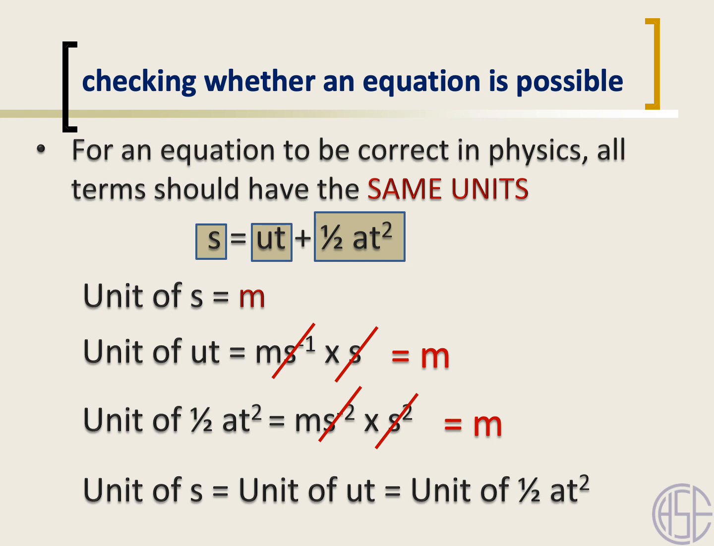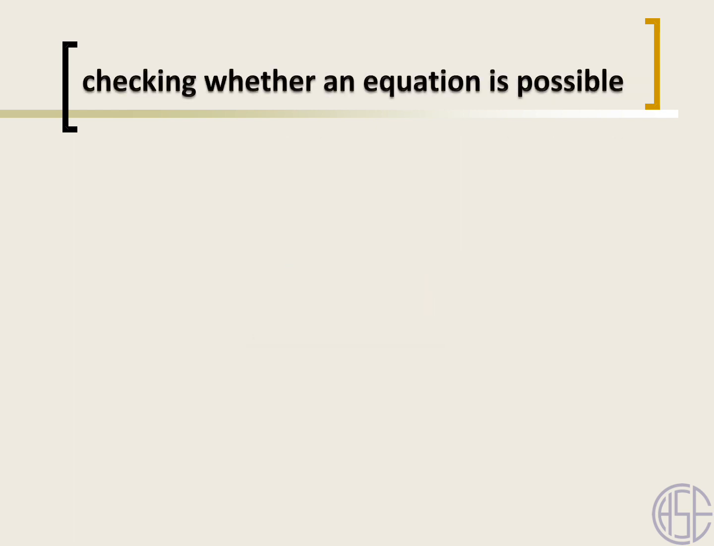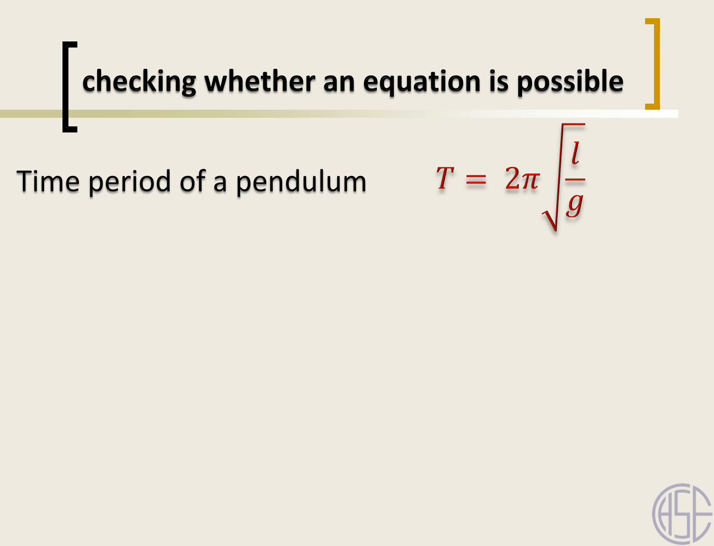Let's see one more example. This is an equation you are going to see in Unit 5, simple harmonic motion, or the motion of a pendulum. The equation shows the time period of a pendulum. L is the length, g is the acceleration due to gravity, not just gravity. Gravity is just a phenomenon. You have to specify acceleration due to gravity. I'm going to check whether this equation is a possible equation or not. What I need to prove is all the terms have the same unit.